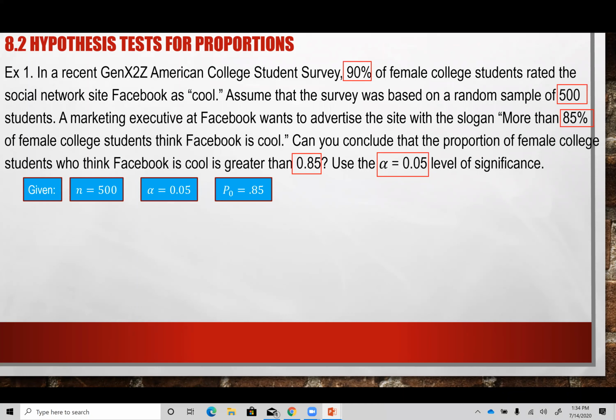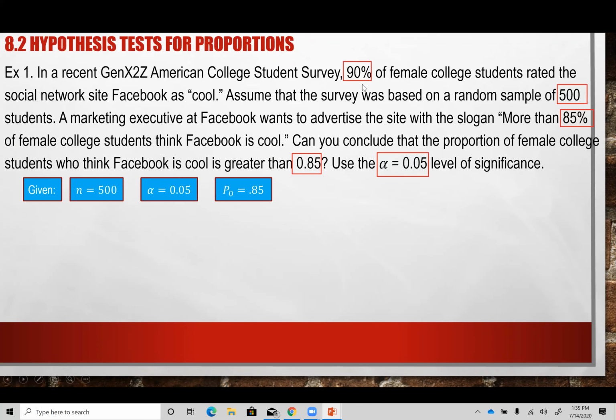Last time we used the mu sub 0 because we're in the mean. The mu sub 0 is the specific mean that we need to compute. This one here, the specific P that we need to compute is 0.85. We want to know if this number is greater than 0.85. And that left us with the 90%.